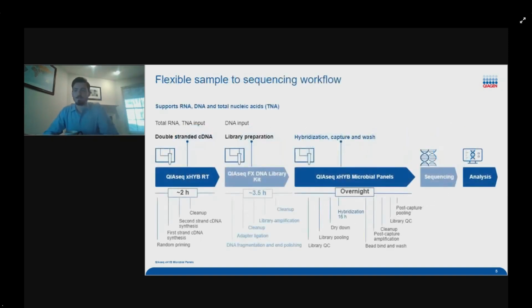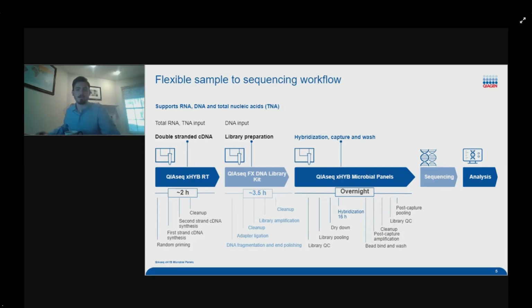So for the general steps and workflow for this kit, if you are starting with RNA or total nucleic acid, we include with the purchase of the QIAseq xHYB kit a reverse transcription kit that is a total nucleic acid workflow. However, if you're starting with only DNA, you can start off right at the QIAseq FX DNA library prep step. So what you get when you purchase the xHYB kit is the RT kits, the actual hybrid capture panel and probe kit, as well as that GeneGlobe analysis downstream.